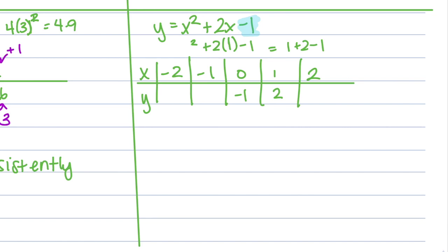If I change that, and I'm now plugging in 2, then 2 squared is now 4. 2 times 2 is 4, and that gives us a 7. Okay, I can change those values again. Let's do -2. So -2 squared is 4. Minus 4 this time, minus 1. Well, 4 minus 4 is 0, so that's going to give us -1.